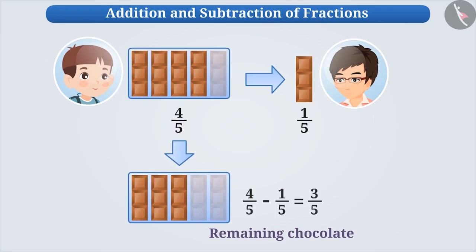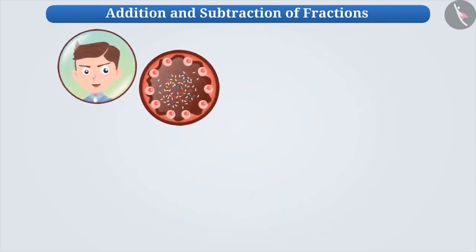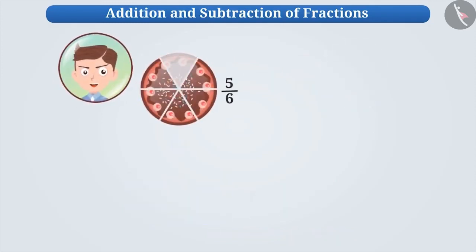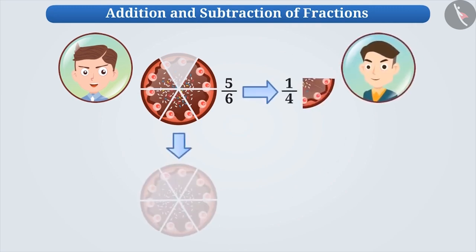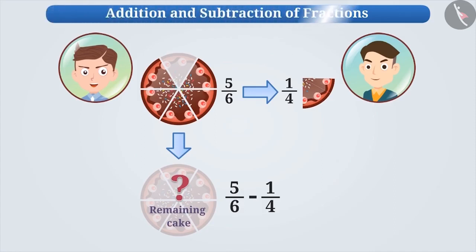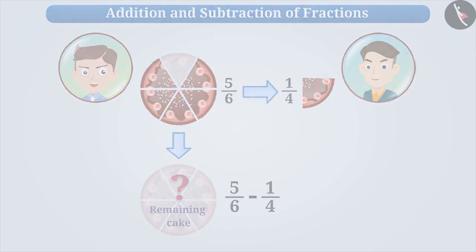Addition or subtraction of fractions is not always easy. Suppose Ramesh has 5 by 6 parts of a cake. If he wants to give 1/4 part of it to his friend, then to find out the remaining amount of cake, we need to subtract 1 by 4 from 5 by 6. To find the value of this, we need to know the rules of addition and subtraction of fractions.